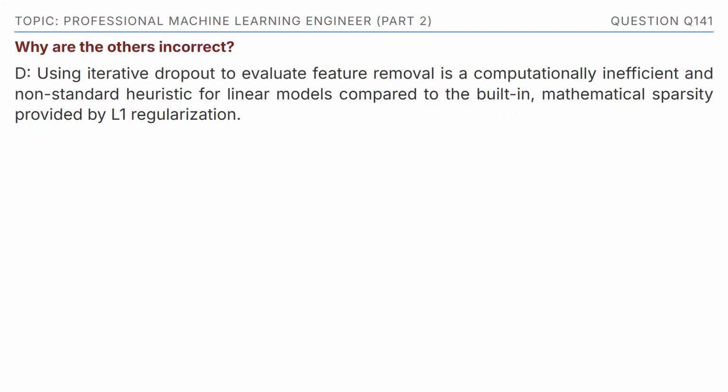Why are the others incorrect? D. Using iterative dropout to evaluate feature removal is a computationally inefficient and non-standard heuristic for linear models compared to the built-in, mathematical sparsity provided by L1 regularization.